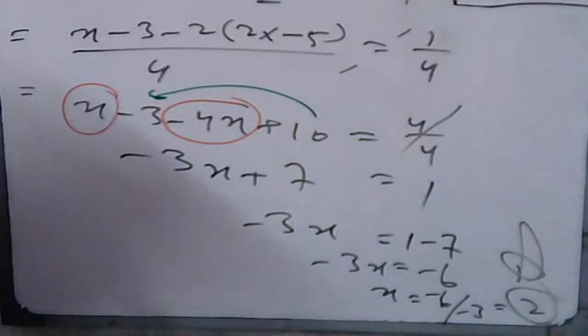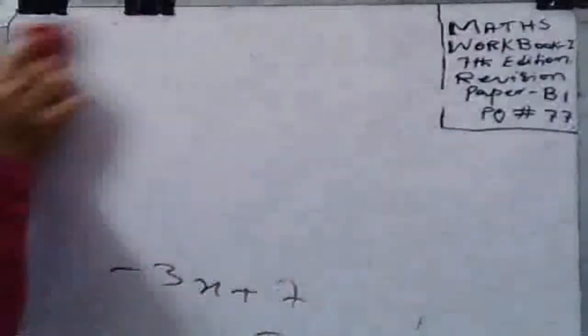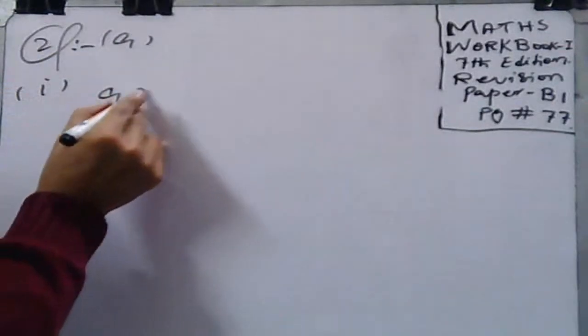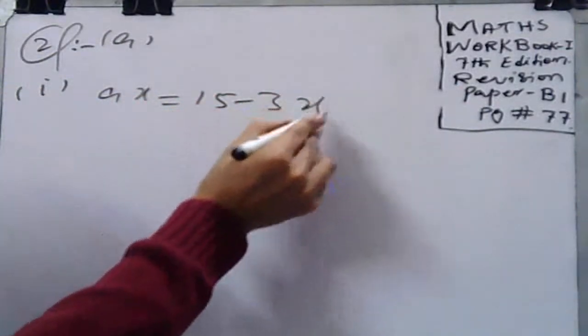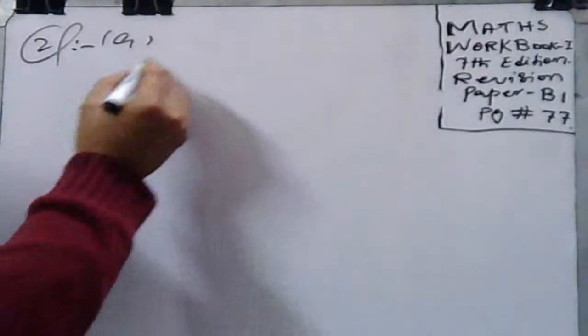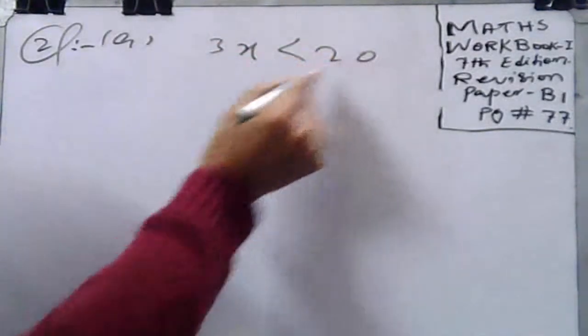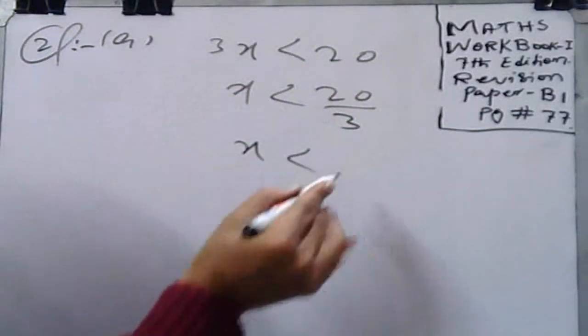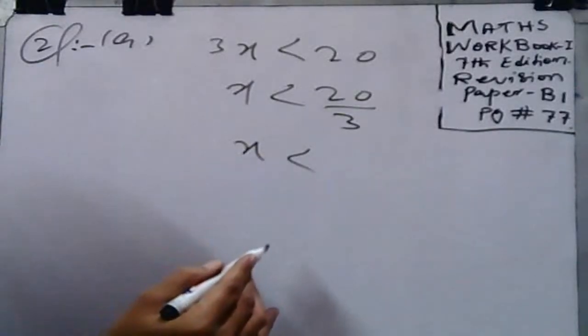Similarly coming to question number 2. Solve each of the following inequalities, that is part A. Inequality 3x less than 20, so we need the value of x, so it should be divided like this, and after division you get x less than 6.6.